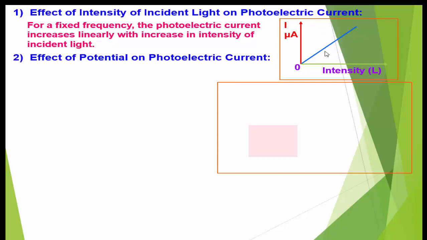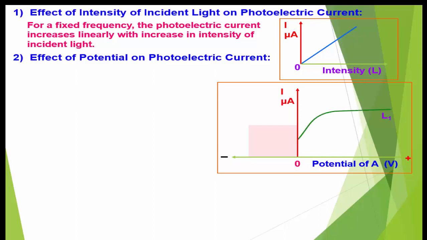The second graph is the effect of potential on photoelectric current. Here, if the positive potential of the anode is increased, the photocurrent also increases and attains a maximum value. This maximum value of photoelectric current is called saturation current.